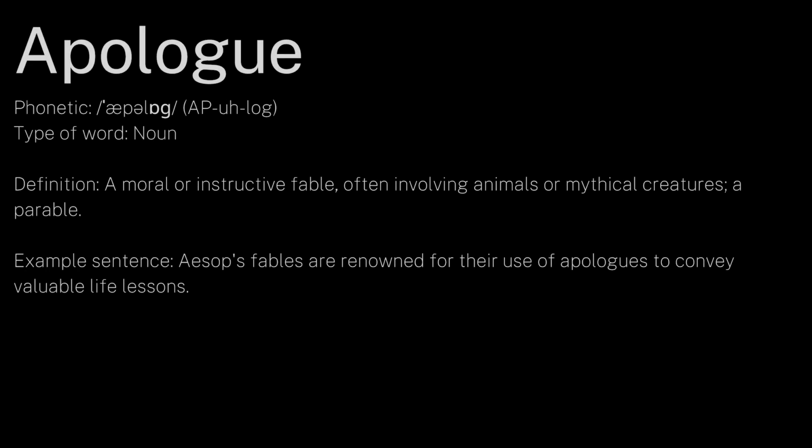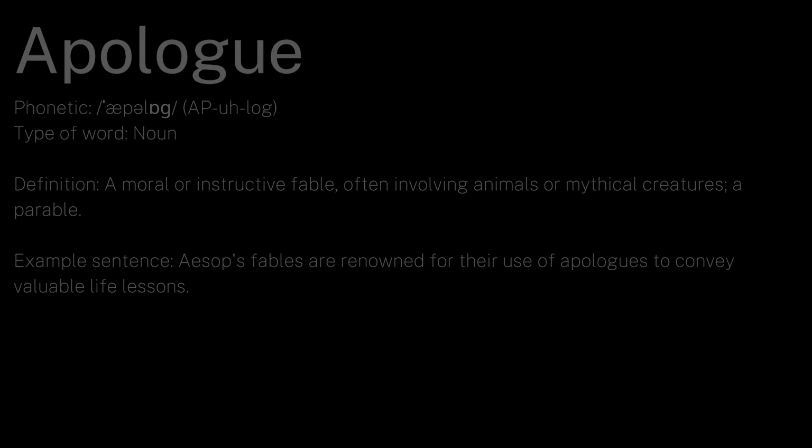Our 21st word is apologue, which is a noun that is defined as a moral or instructive fable, often involving animals or mythical creatures, a parable. For example, Aesop's fables are renowned for their use of apologues to convey valuable life lessons.